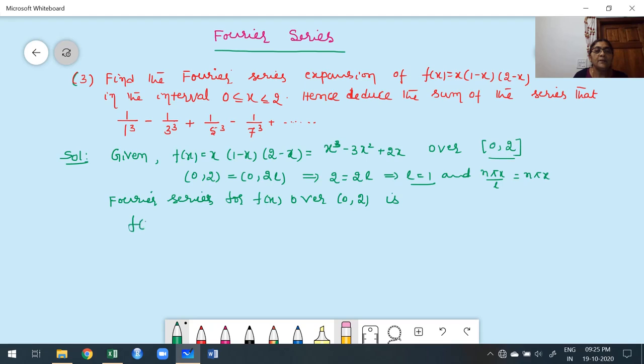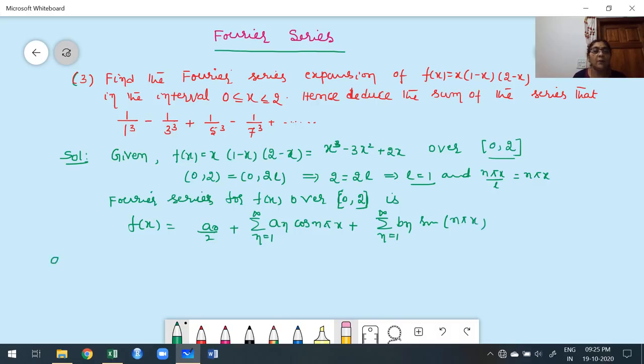f of x equals a0 by 2 plus summation n ranging from 1 to infinity, because here we can't go for even or odd, since the interval belongs to the first case. Whatever type of function, don't worry about that. First you observe the interval. a n into cos of n pi x, plus summation n ranging from 1 to infinity b n sin of n pi x.